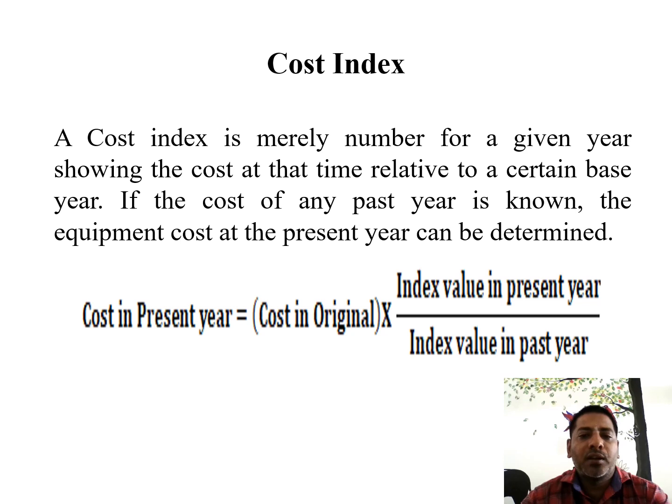A cost index is merely a number for a given year showing the cost at that time relative to a certain base year. If the cost of any past year is known, the equipment cost in the present year can be determined as: cost in present year equals cost in original year times index value in present year divided by index value in the past year.